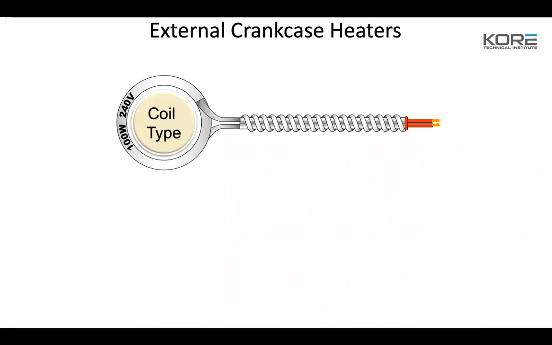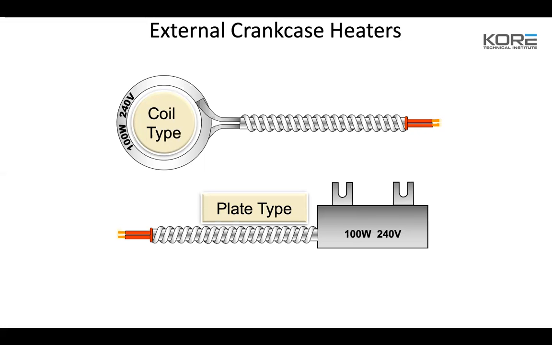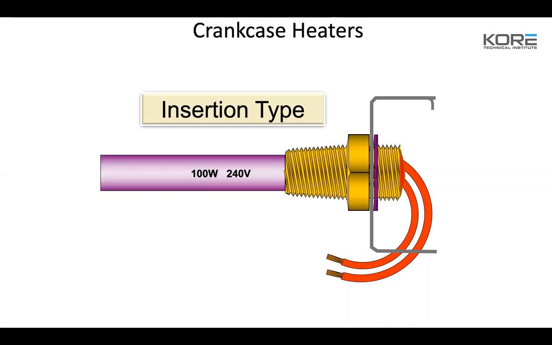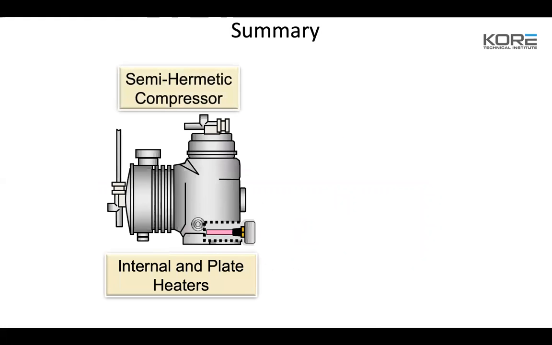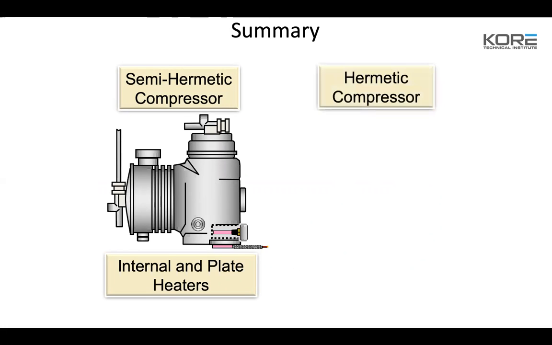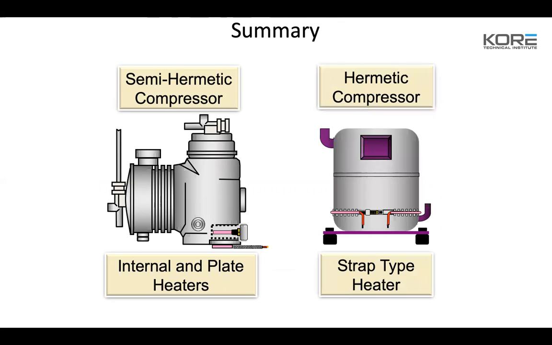So, a couple different types. You've got the coil type that's bolted onto the bottom. You've got your plate type also bolted onto the bottom, and then you've got your insertion type, which is usually what we see in a lot of the bigger compressors. Semi-hermetic compressors have internal and plate heaters, and on hermetic compressors you see the strap heaters.